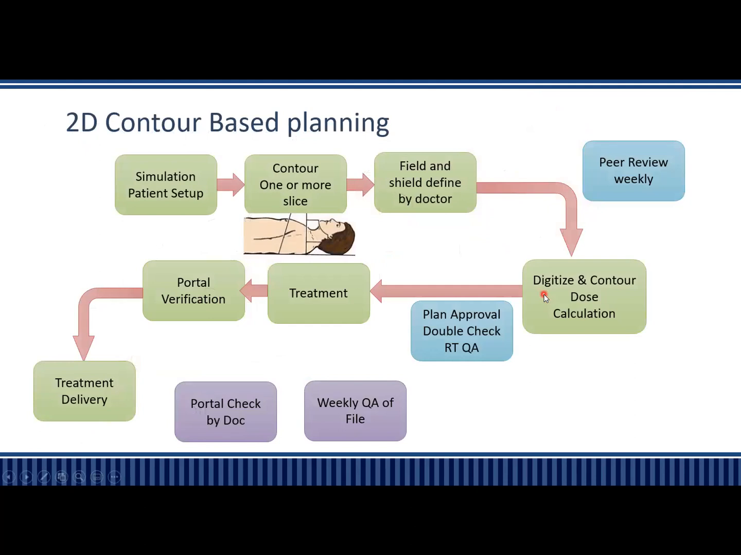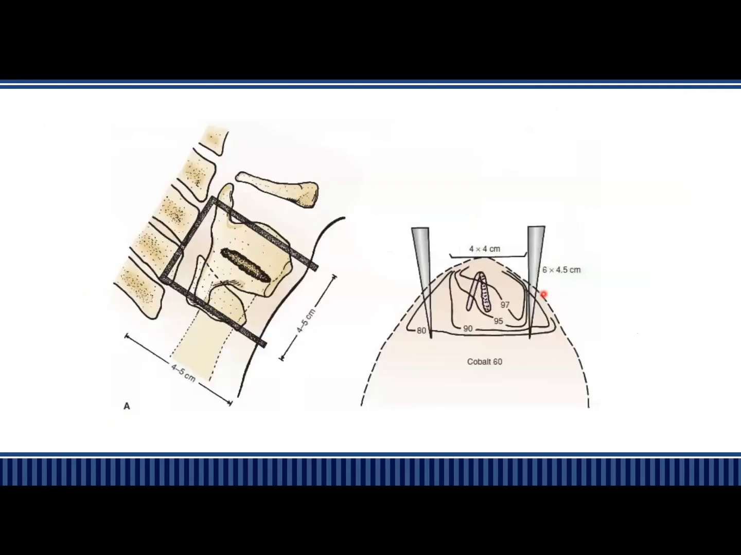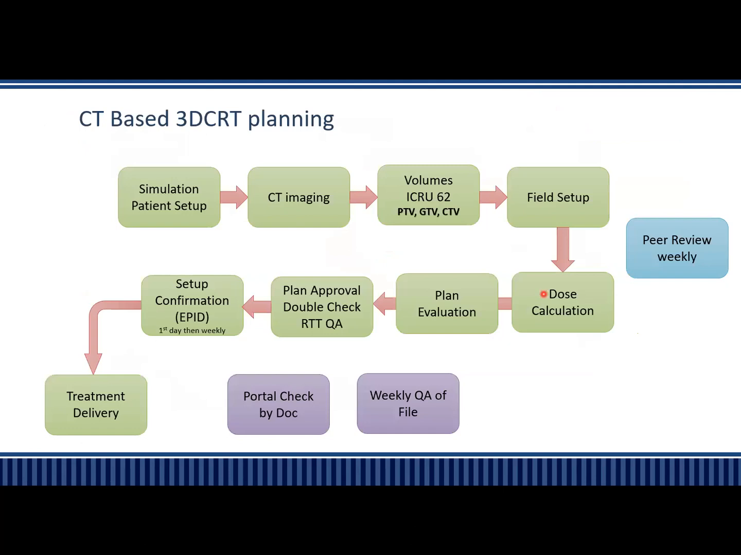This is the workflow of 2D based planning, and hopefully you all know about it. These are the typical diagrams I have chosen from Faiz M. Khan's book. For 3D CRT planning, this is the important part: CT imaging with the immobilization devices and the volumes according to the guidelines. Then field setup, dose calculation, and plan evaluation are important parts. And of course, the plan approval, double checks, and weekly review and the portal checks are important.